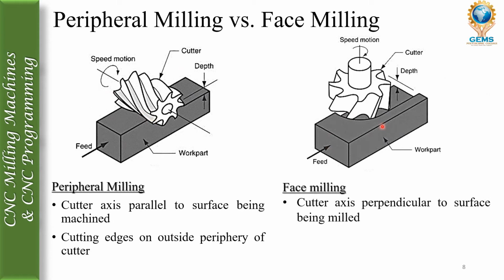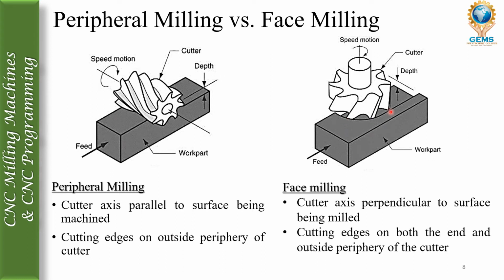In face milling, the cutter axis is perpendicular to the surface of the workpiece being milled, and here the cutting edges are on both the ends and the outside periphery of the cutter. In peripheral milling only the outside periphery of the cutter does the machining, but here you can see the cutter edges also do the machining, and the outside periphery also does the machining operations.